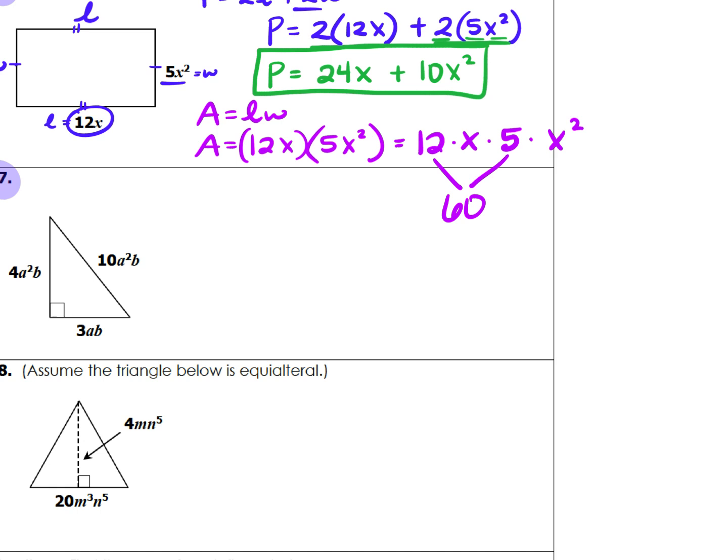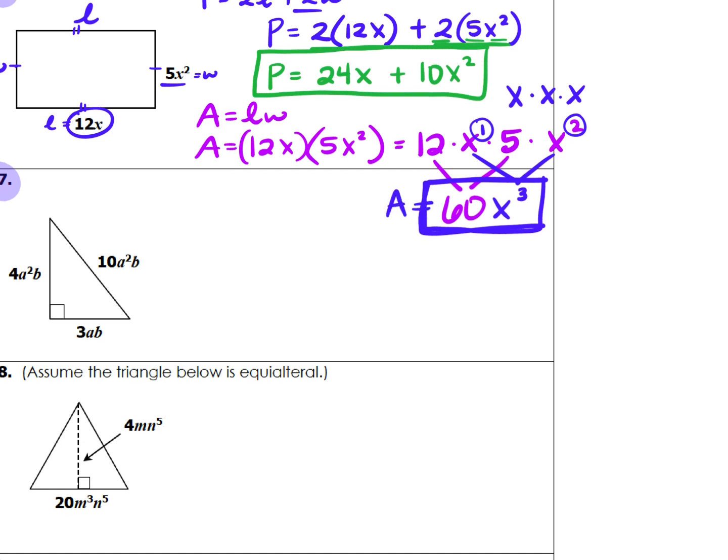And then you can actually multiply your x's as well. It's just when you're adding that you can't add them if they have different exponents. But with multiplication, you totally can. This is like saying x to the first, and then x squared is x times x. So really what we're doing is we're taking our exponents and we're adding them together. So we get 60x to the third, and then there's nothing else we can do there. So that would be the area of that rectangle.